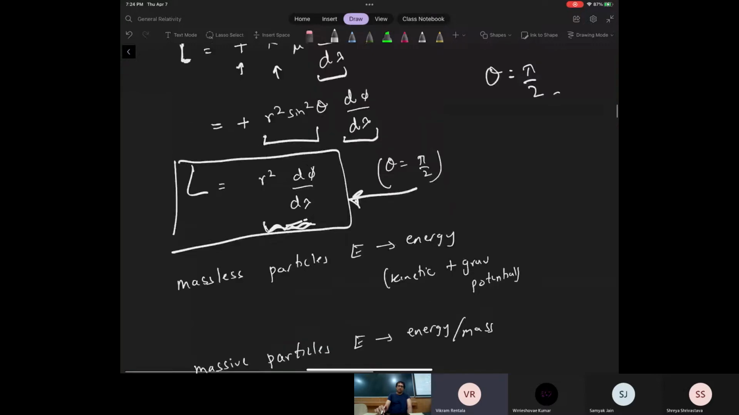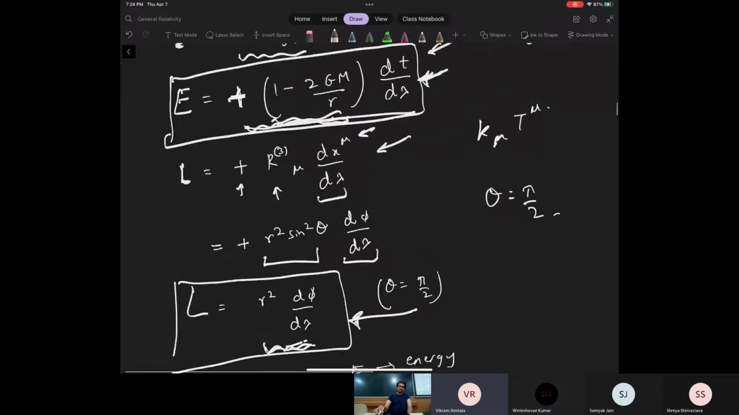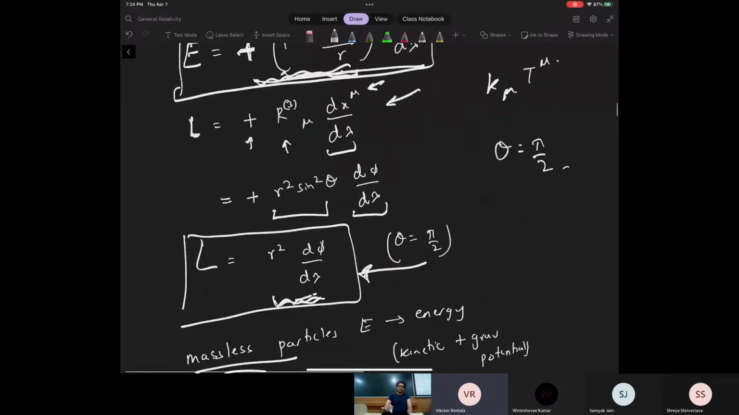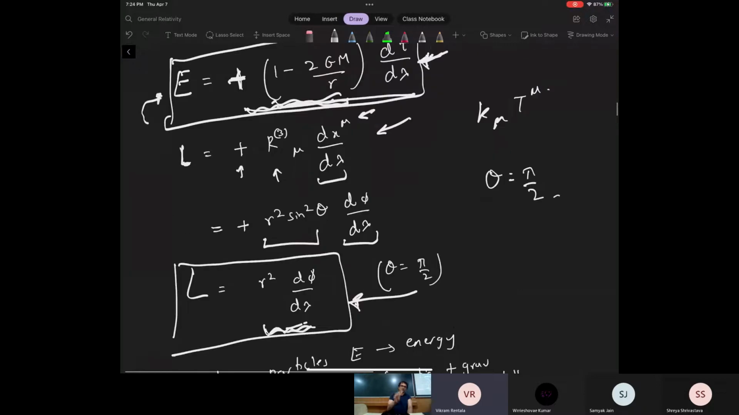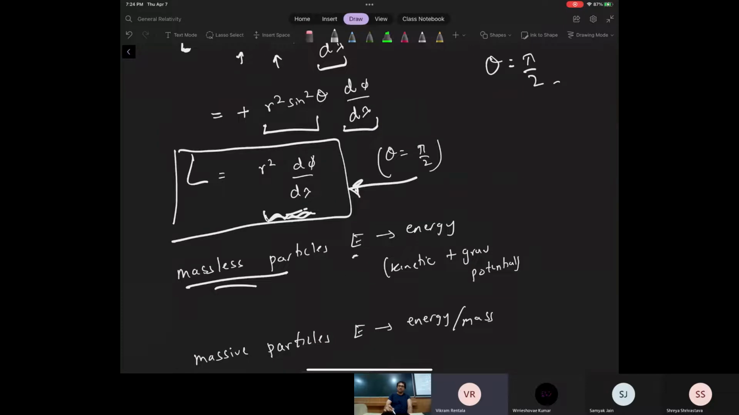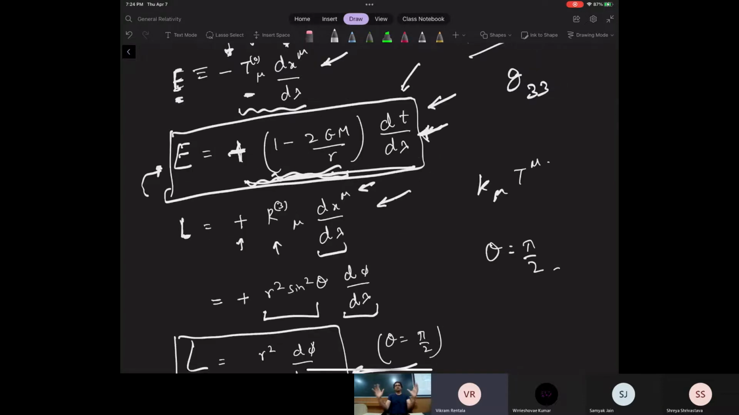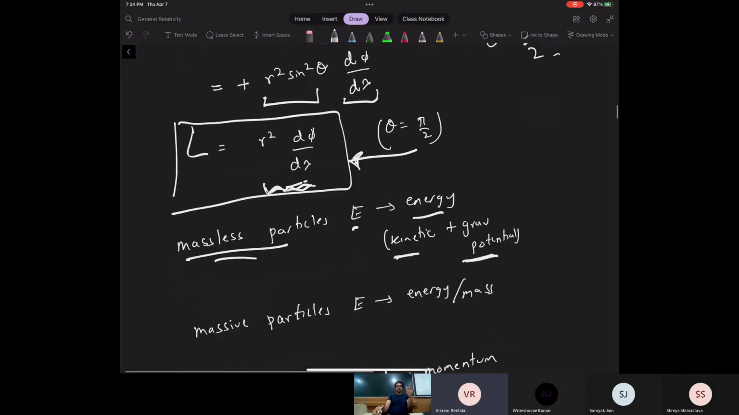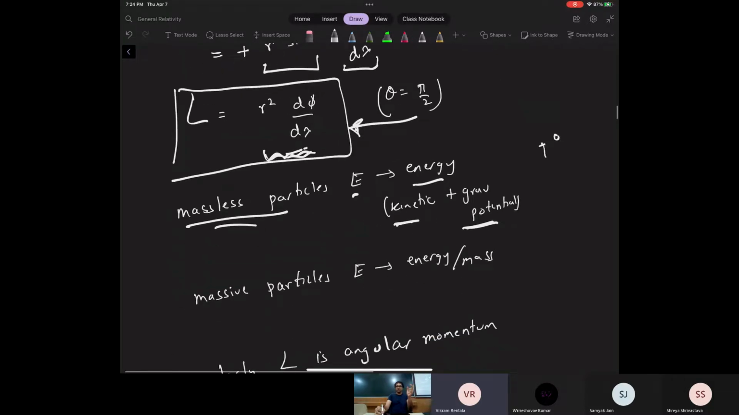Now, a little bit about the interpretation of these constants. I'm just going to tell you the answer, and later we'll see why this makes sense. For massless particles, E does have the interpretation of energy, but an important point is that it is not just kinetic energy, but really the total energy of the particle. It's both the kinetic and the gravitational potential energy. It's the total energy of the particle that's conserved. And it's only conserved because you have a time-like Killing vector.